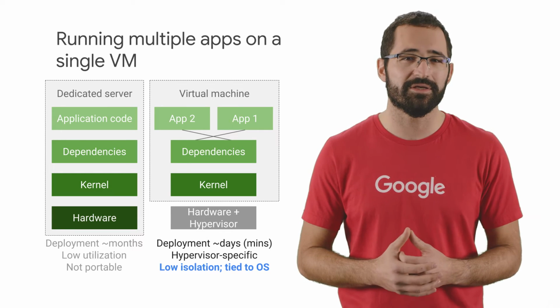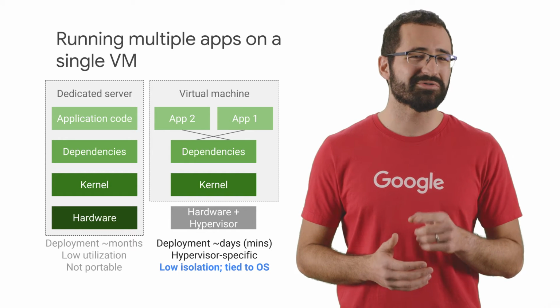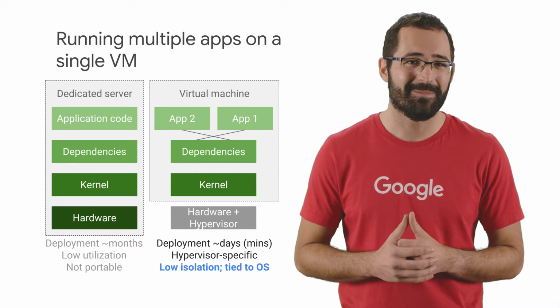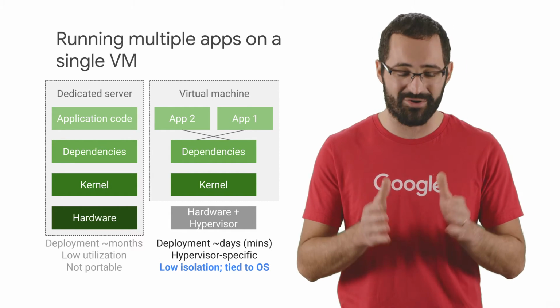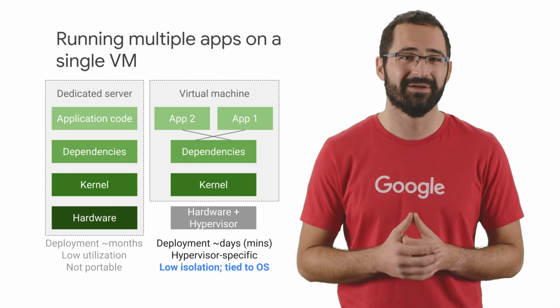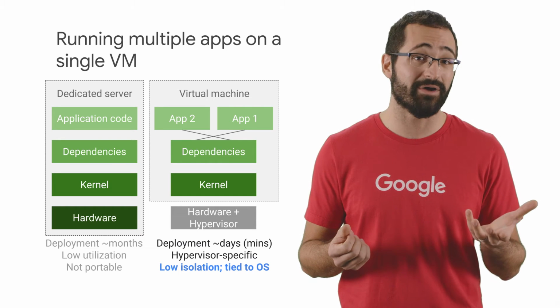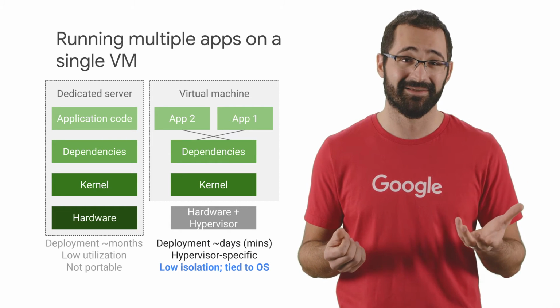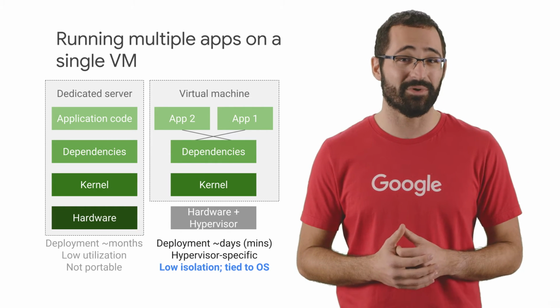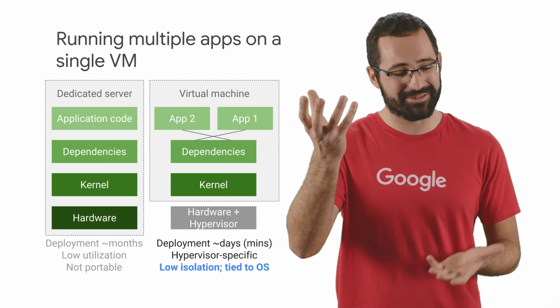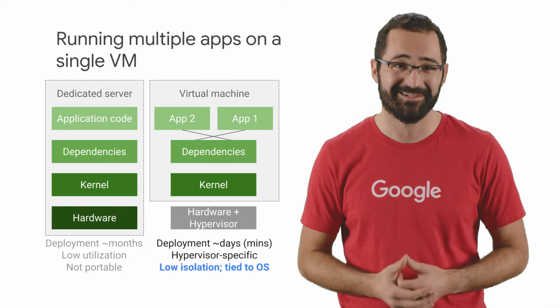Running multiple applications within a single VM also creates another tricky problem. Applications that share dependencies are not isolated from each other. The resource requirements from one application can starve out other applications of the resources that they need. Also, a dependency upgrade for one application might cause another to simply stop working.